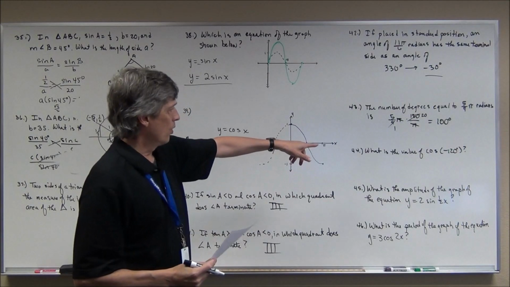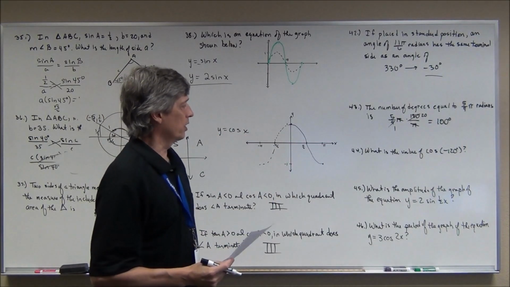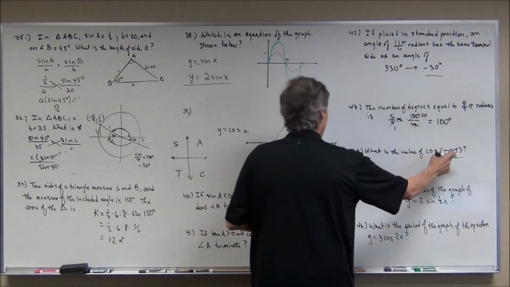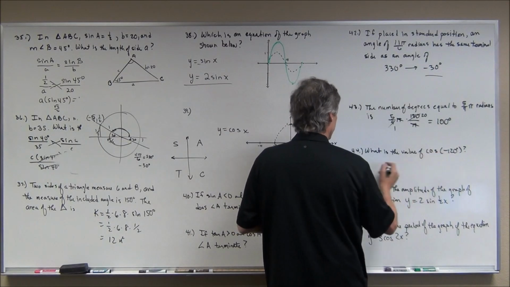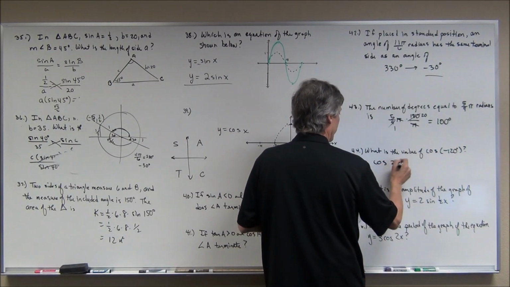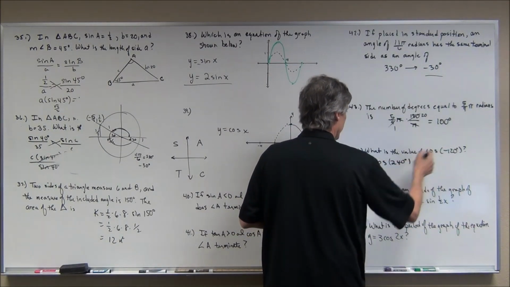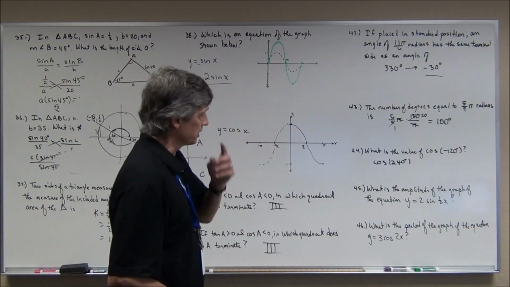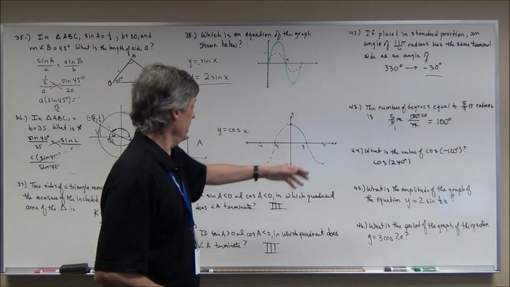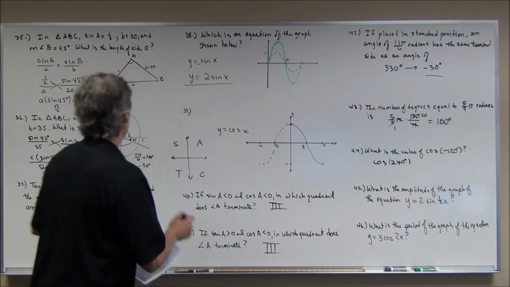Easy pleasy. What is the value of the cosine of negative 120 degrees? Well, maybe negatives aren't your cup of tea. Add 360 to it. Get a coterminal angle. If I add 360 to negative 120, I get 240 degrees. Now, you say, I don't know the table. Draw it out. 240 degrees.